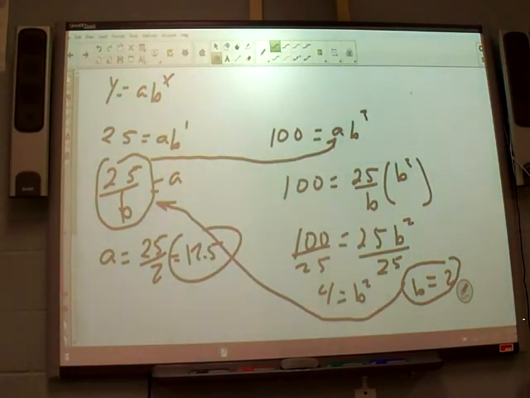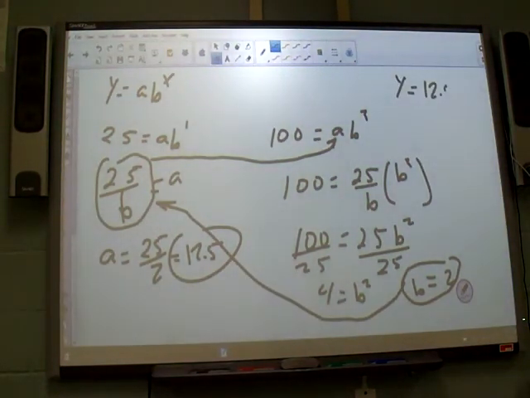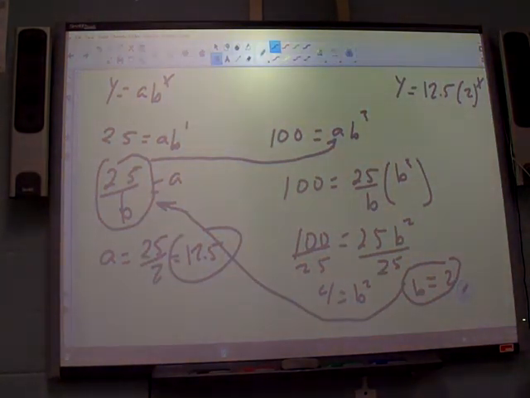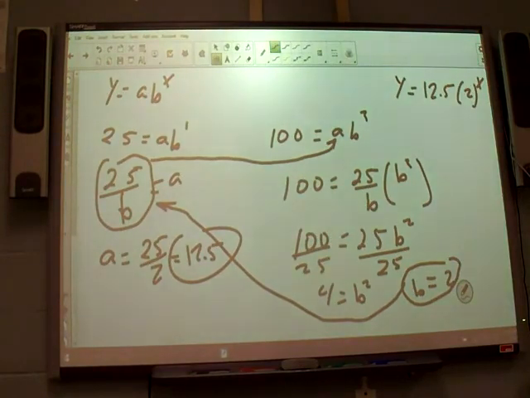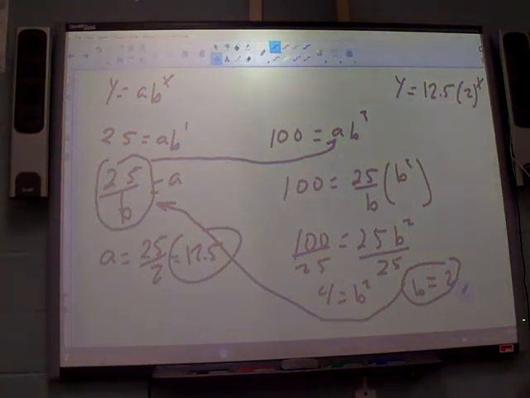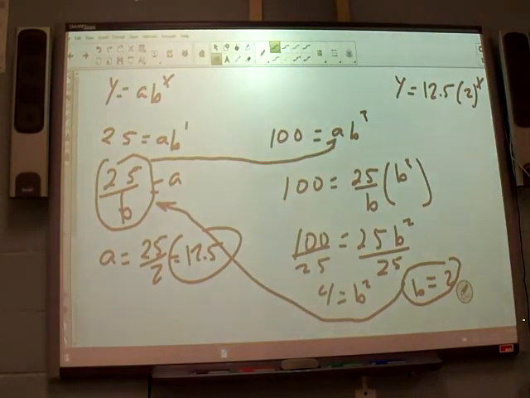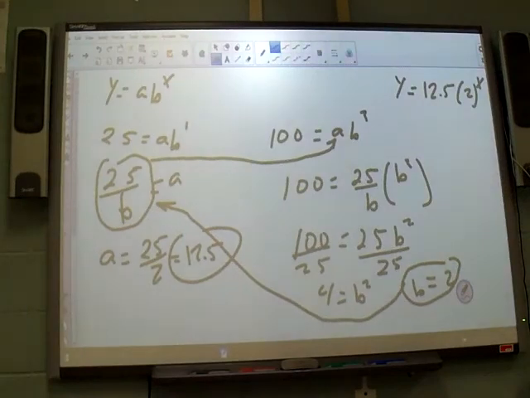So my first answer will be y equals 12.5 times 2 to the x. There's the equation it told me to write. I plugged my A and my B in. After that, it said use that to find when the average player's salary will be more than $4 million.